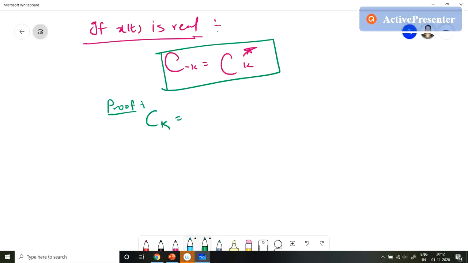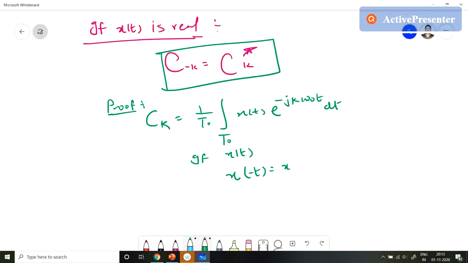So ck is given as 1 divided by t naught, integral over t naught of xt e raised to the power minus jk omega naught t into dt. This is ck. Now if xt is real, then x conjugate t should be equal to xt. If xt is real, then this condition should be satisfied.